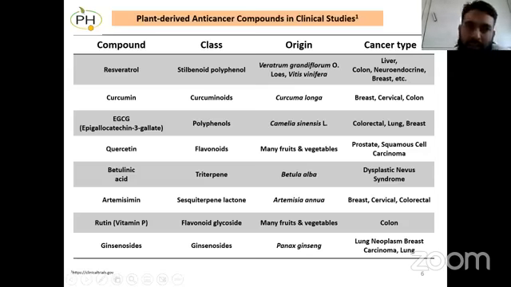These are some of the anti-cancer compounds which are plant derived, and they are in clinical studies. Even some of them have been passed through all the clinical trials, and these are resveratrol, curcumin, EGCG, quercetin, betulinic acid, artemisinin, rutin, ginsenosides. So resveratrol is used in liver, colon, breast cancer, neuroendocrine cancer, and this is Vitis vinifera, it is grapefruit. So this compound is originated from Vitis vinifera, and it has been explored for these 4 types of cancer, and it has passed clinical studies.